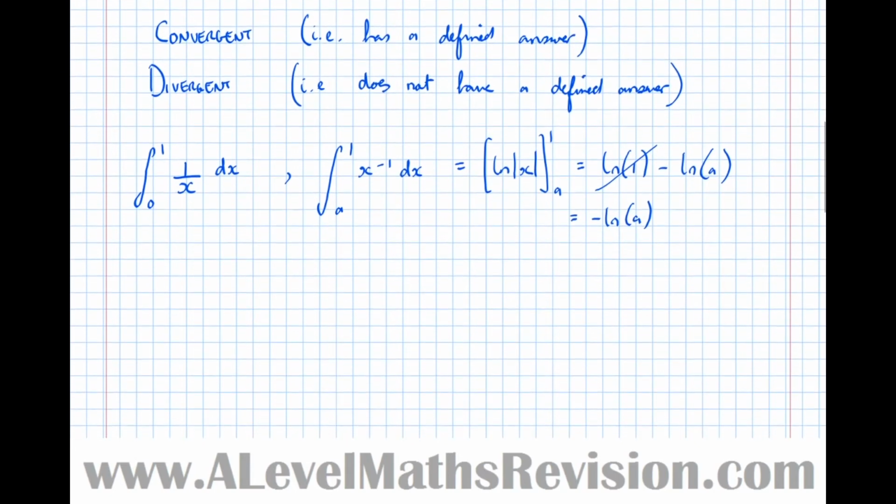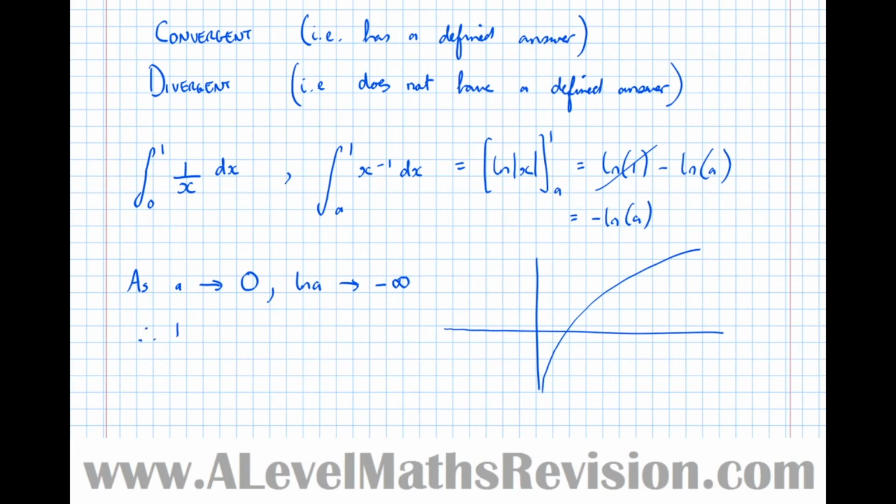Okay, so now looking at the limiting process, as a approaches 0, and for this it really helps to have a picture of the log graph. So here we've got the log graph. As a approaches 0, log a approaches, we can see here, negative infinity, which means that the integral doesn't have a defined value. Infinity isn't a defined value. Therefore, it's divergent.